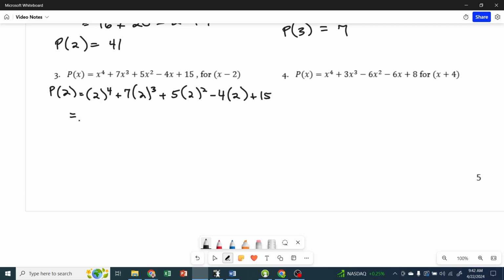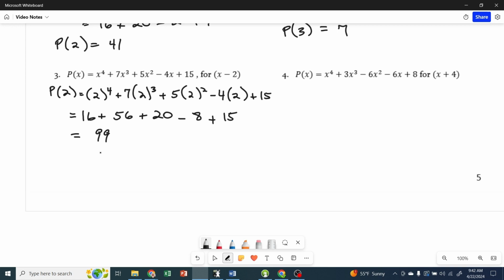So 2 to the 4th is 2 times 2 is 4 times 2 is 8 times 2 is 16. 2 cubed is 8, so 7 times 8, that's 56. 2 squared is 4, 5 times 4 is 20, 4 times 2 is 8, and then plus 15. So we've got 16 plus 56, that's equal to 72, plus 20 is 92, minus 8 is 84, plus 15 is 99.